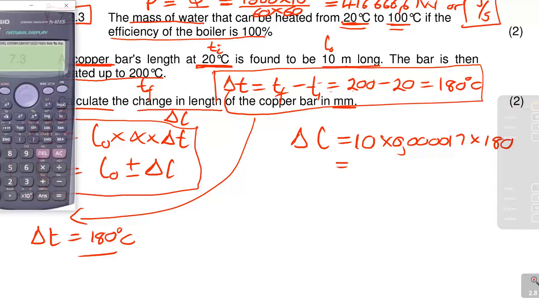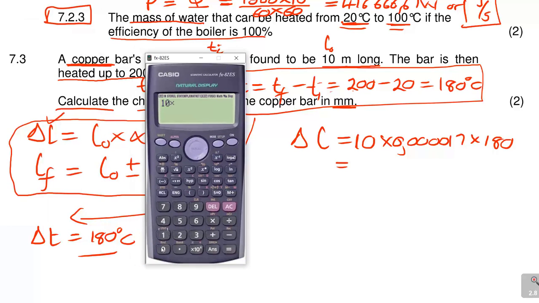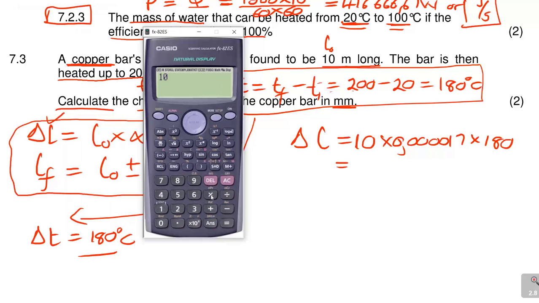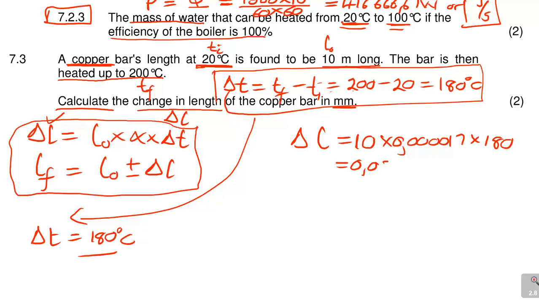So if you do that, you are going then to calculate that to say 10 times 0,123417 times 180. It gives me, in this case, 0,0306. Let me just do it again. I think I missed something there. I say 10 times 0,123417 times 180. And if I press that, it's 0,0306. Okay. Now, if I was working with meters from here, means my final answer also is in meters.